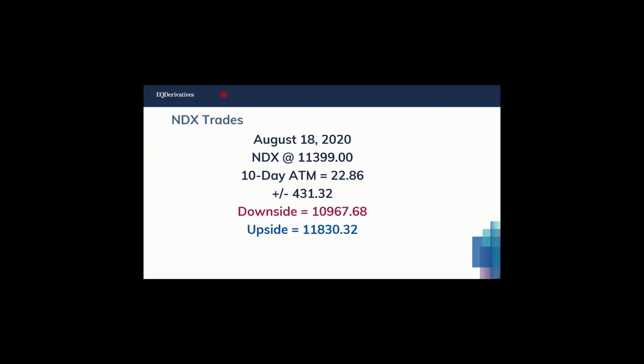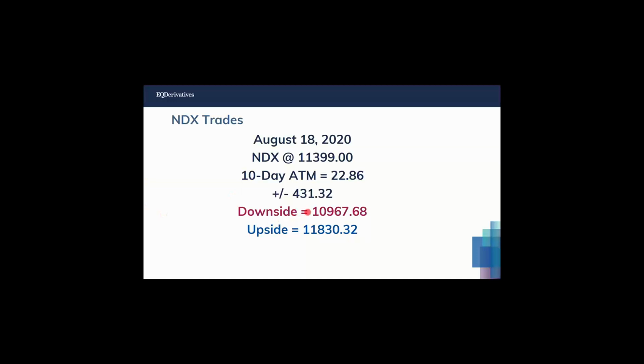So switching over to NDX, going back to August 18th. That's another trade. I looked at Tuesday trades and tried to find some block trades that seemed to match up with the one standard deviation move. Now the 10-day at-the-money implied volatility on August 18th was 22.86. You take that, you can convert it to a 10-day one standard deviation move, a 10 calendar day one standard deviation move. That's up or down at 431.32 points.